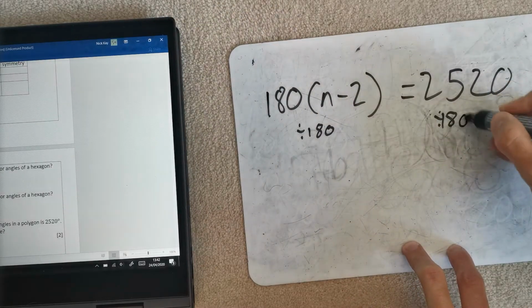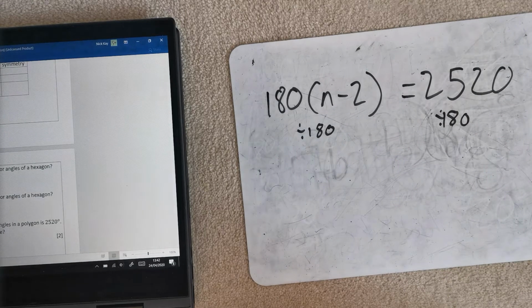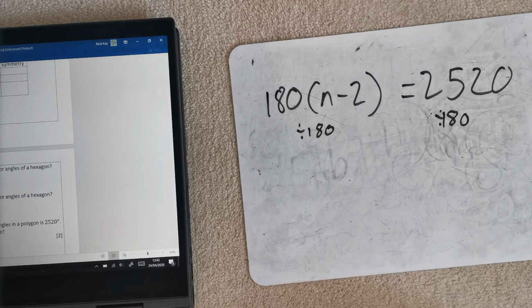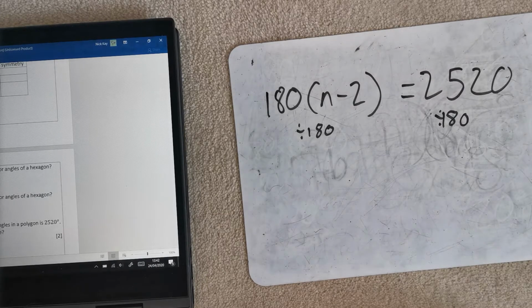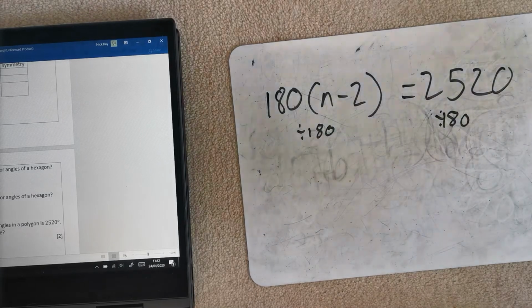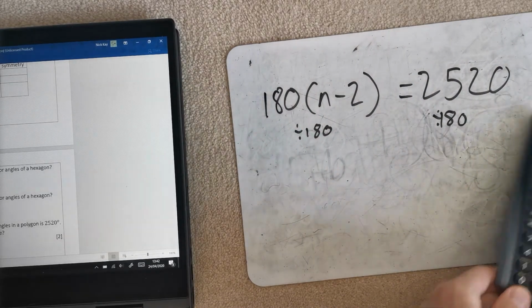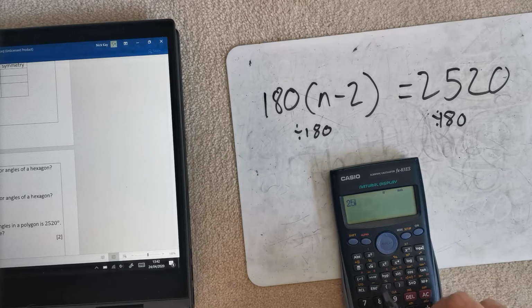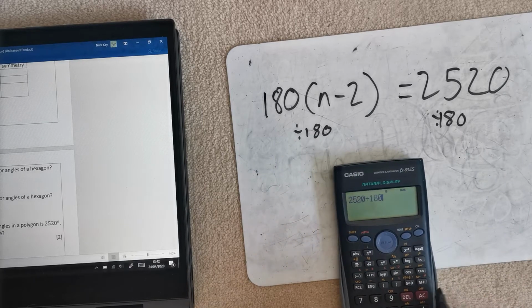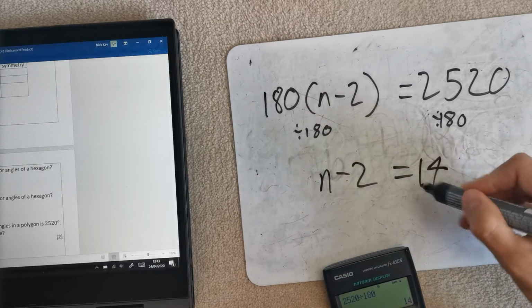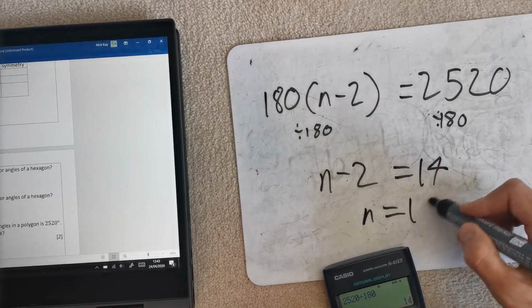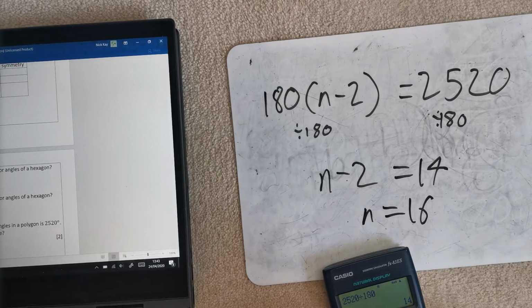Divide by 180. Okay. Where's my calculator? So if you divide by 180 degrees, you will get, there's my calculator. Be helpful if I turned it on. 2520 divided by 180 gives you 14. So number of sides, take away 2 is 14. Add the 2, we're going to get n being 16 sides.